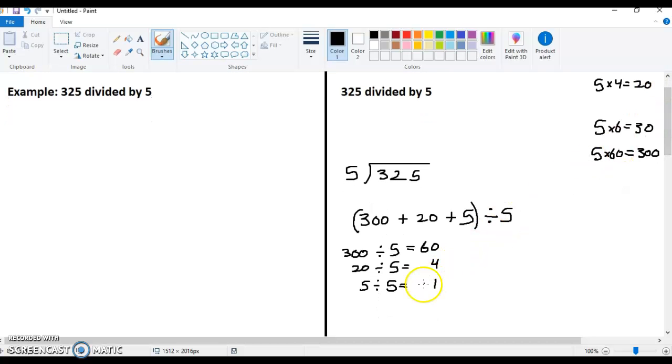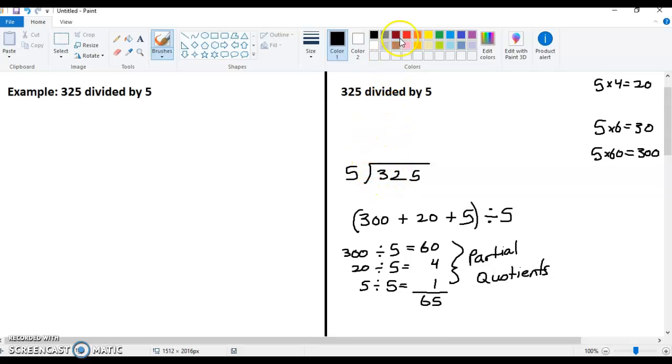So now all we have to do is take these partial quotients, let me write that in there, just like we did when we learned how to multiply with partial products. These are partial quotients. Add them up together. 4 and 1 is 5. 6 plus 0 is 6. So 325 divided by 5 should be 65.